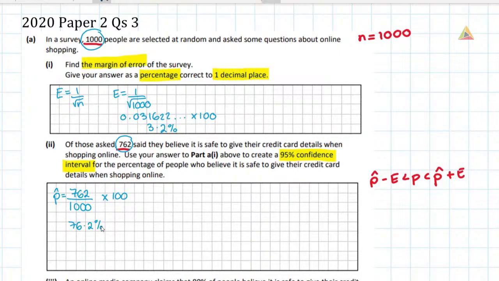So to make our 95% confidence interval, we'll take our p hat and subtract our error is less than our population proportion is less than our p hat plus our sample error. And that gives us a confidence interval from 73% up to 79.4%. So our confidence interval here goes from 73% up to 79.4%, and we're going to look at a hypothesis test using this confidence interval.